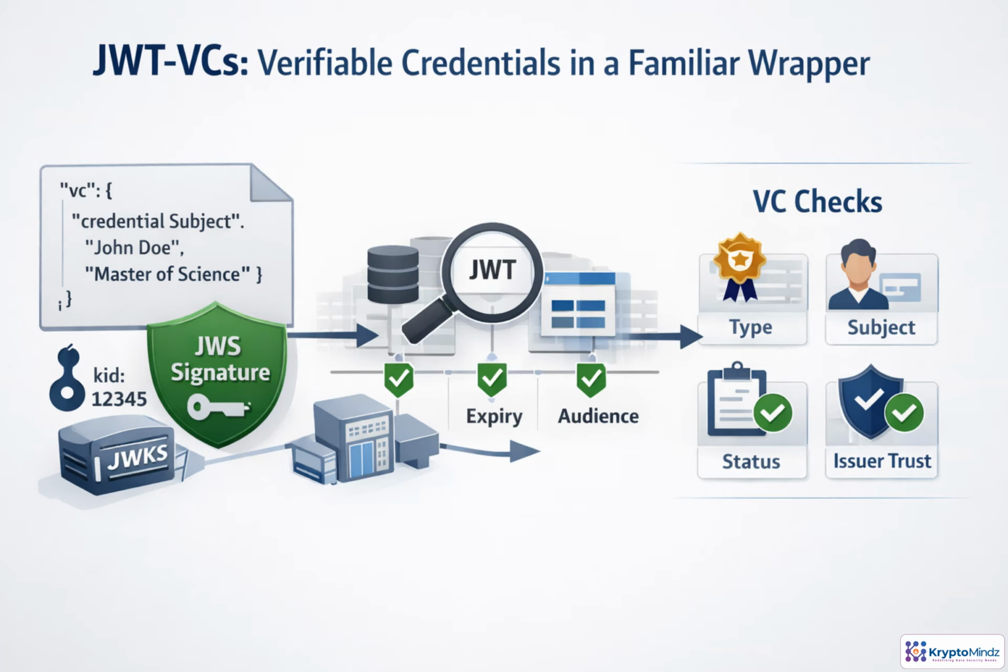A JWT VC packages the credential as a signed JWT. Existing JWT tooling can verify the JWS signature, resolve the key from KID and JWKS, and run familiar token checks such as issuer, expiry, and audience. But that is only the outer layer. The VC claim still needs credential validation: expected type, correct subject, current status, matching schema, and whether this issuer is actually trusted for this claim.